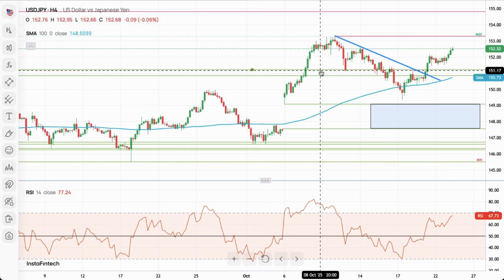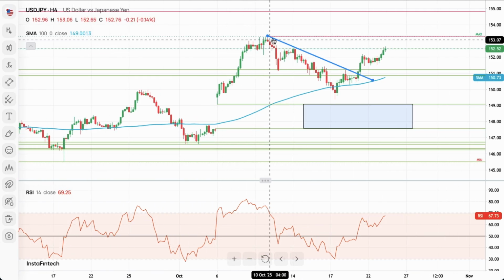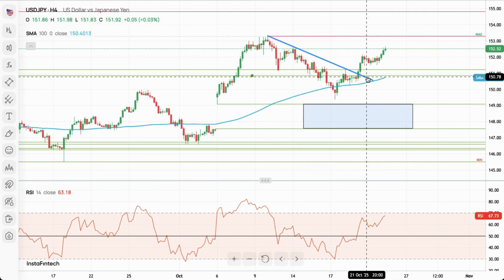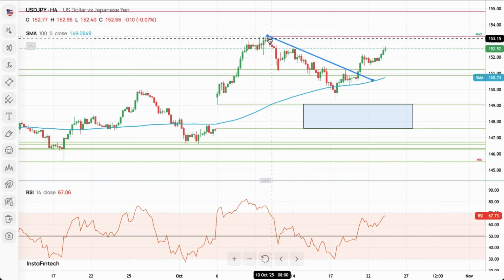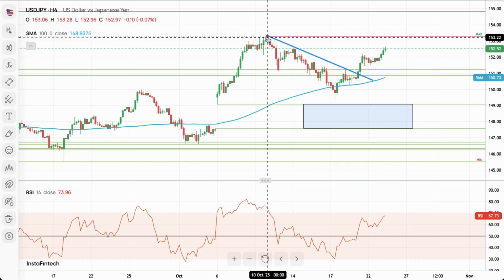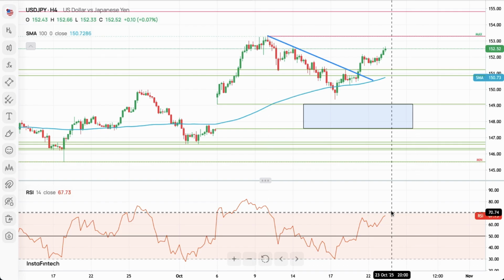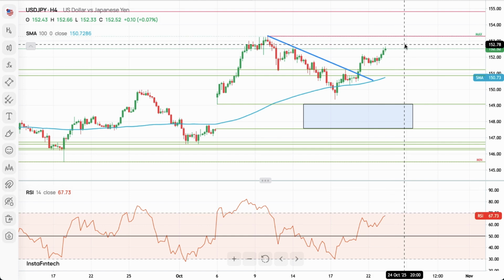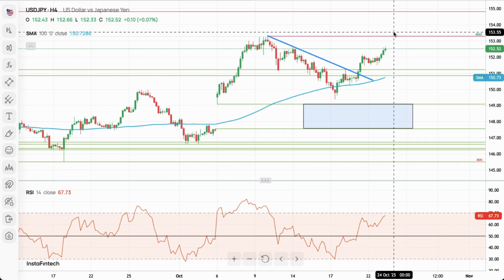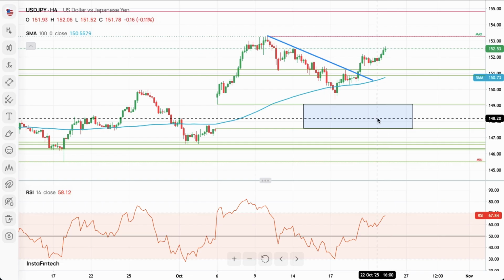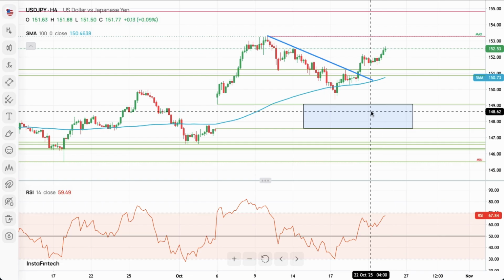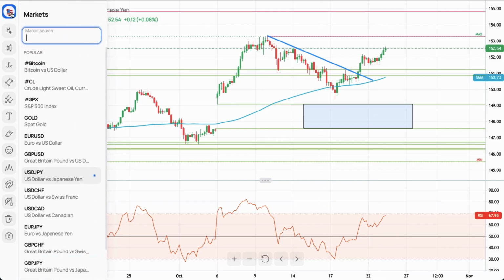US dollar versus the Japanese yen, still moving higher after the breakout above the blue trend line. This market keeps moving higher slowly but surely towards the swing high at 153.28. A little bit of room to the upside here on the RSI indicator, a little bit of room to the upside here as well. Please notice that the gap is still not filled, so the situation here is rather in favor of the bulls.